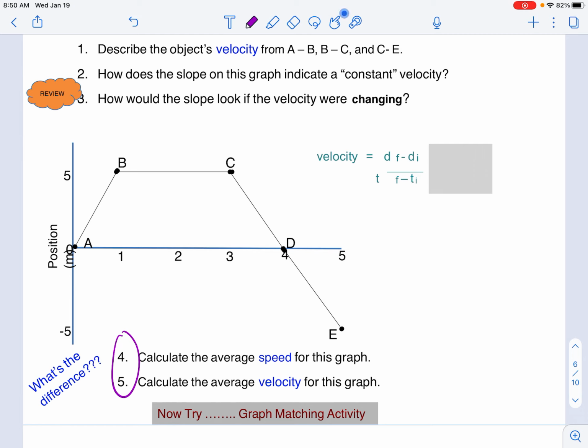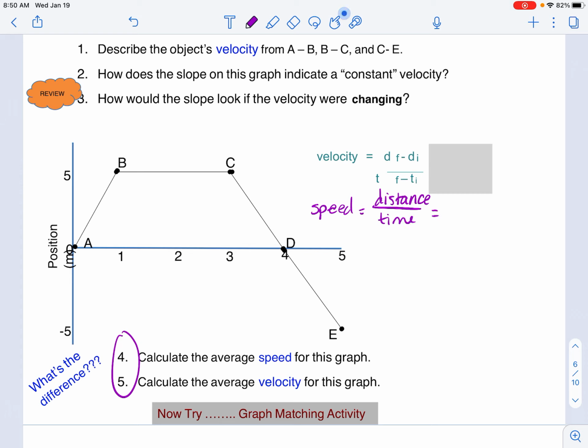It's asking us to calculate the average speed for this graph, and then it's asking us to calculate the average velocity. Let's just review how we do that, because my answers for these two are going to be different. Even though they're both asking me to evaluate the whole graph, the meaning of the word speed and the meaning of the word velocity affect how I'm going to execute my calculations. So when we are dealing with speed, remember, it is distance divided by time.